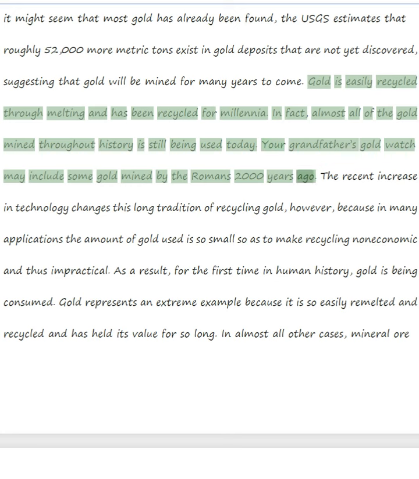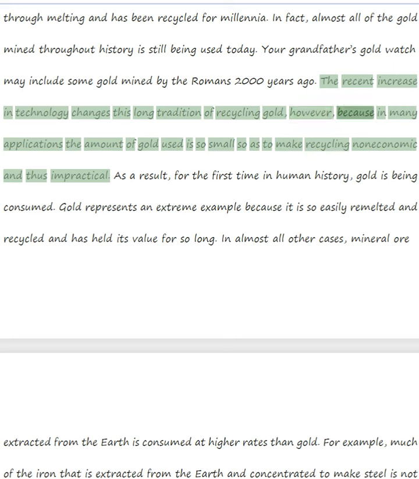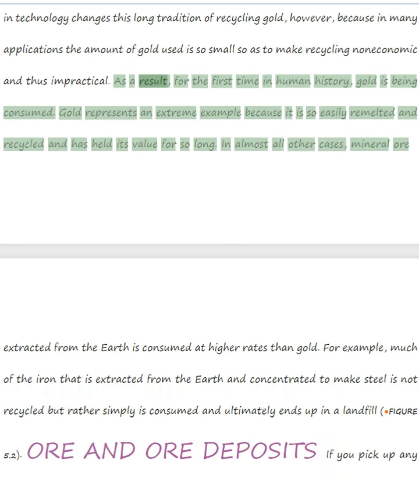The recent increase in technology changes this long tradition of recycling gold, however, because in many applications the amount of gold used is so small as to make recycling non-economic and thus impractical. As a result, for the first time in human history, gold is being consumed.